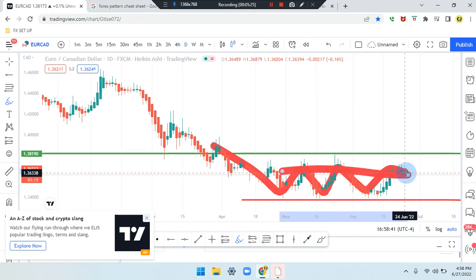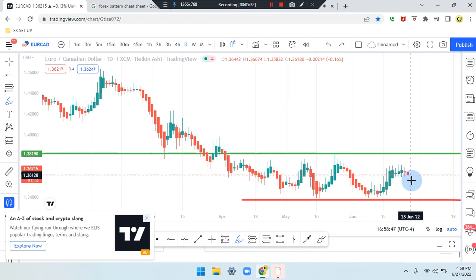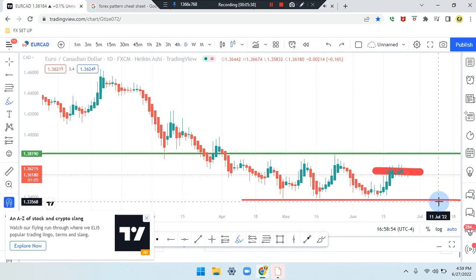So we're going to see if price, so market price broke a little bit. Let me see. Yeah, price action broke a little bit, came back to retest, and that's the current price action candle.